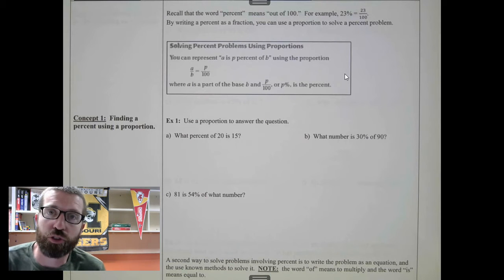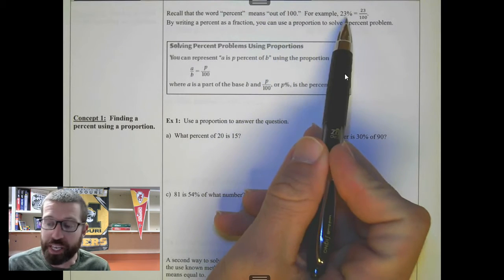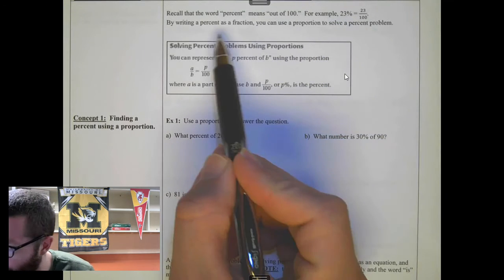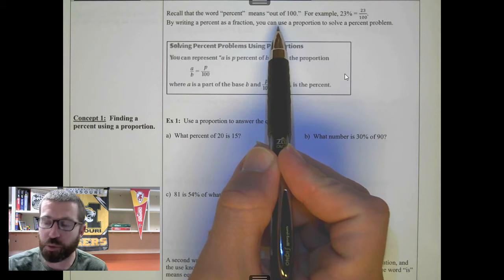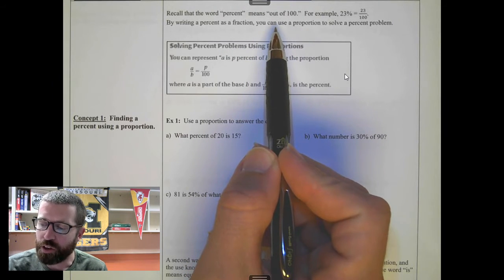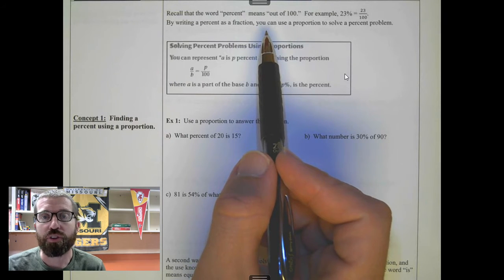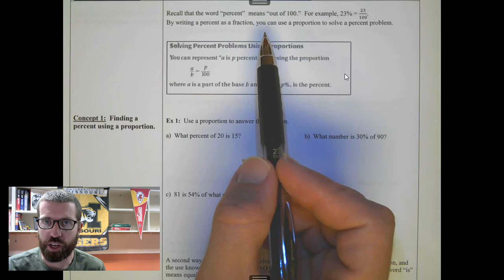In this video, we're going to look at percents and finding percents. So first, recall what percent means, and that is that percent means out of 100. So 23% is 23 out of 100. And so we can write a percent as a fraction, and then you can use a proportion to solve a percent problem. So this is a kind of foolproof method to find a percent.